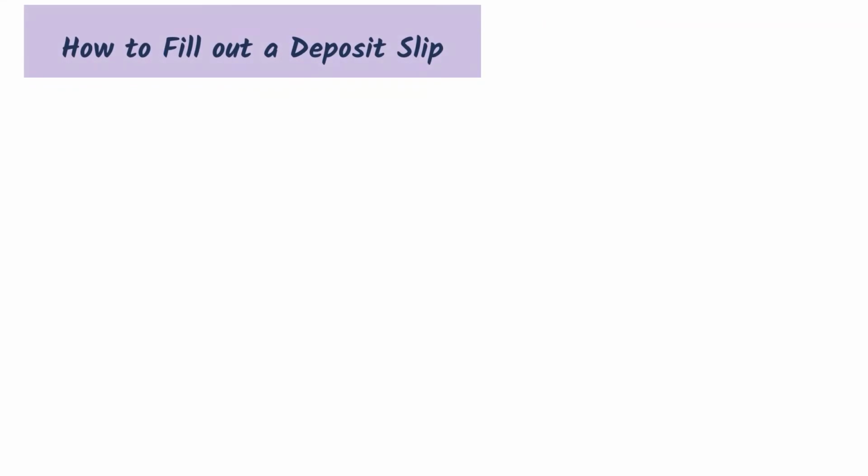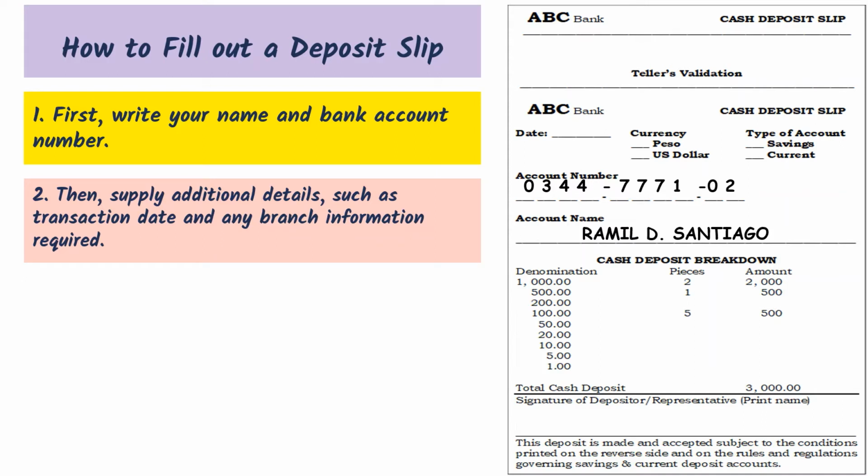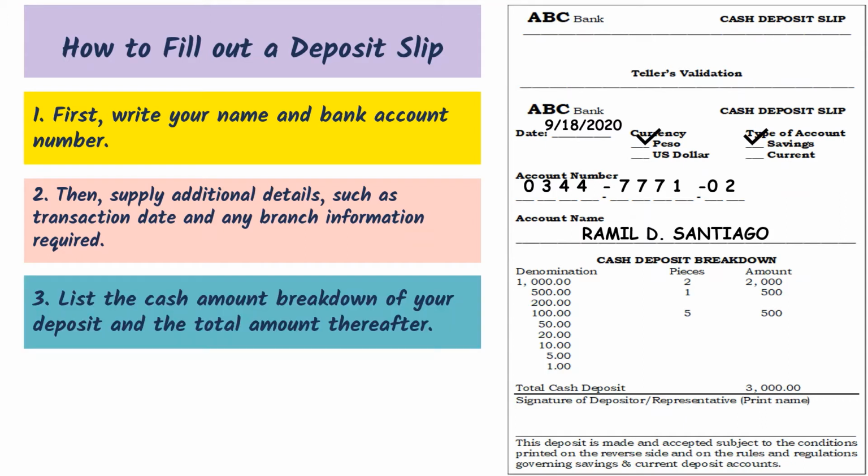This is how you're going to fill out a deposit slip. First, write your name and the bank account number. Then, supply additional details such as transaction date and any branch information required. List the cash amount breakdown of your deposit and the total amount thereafter.